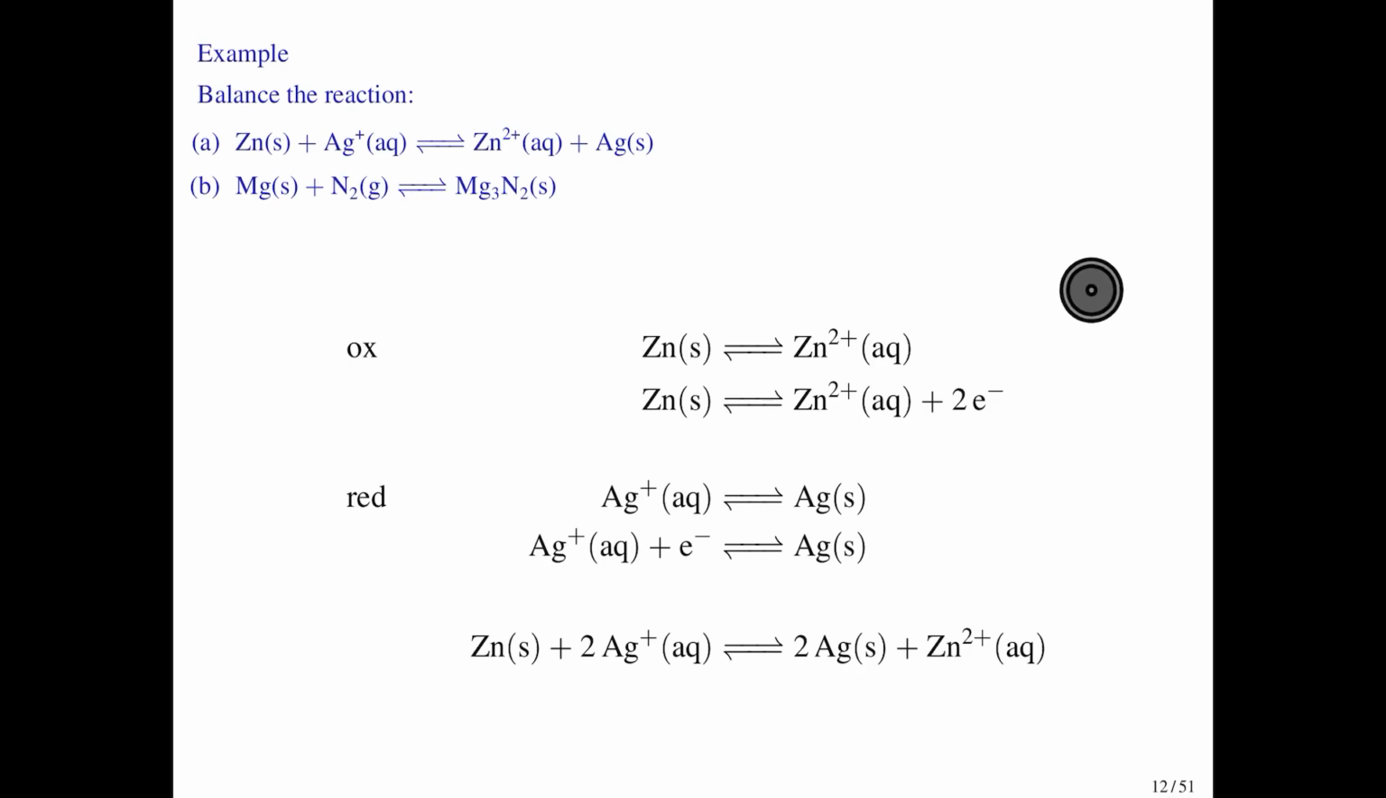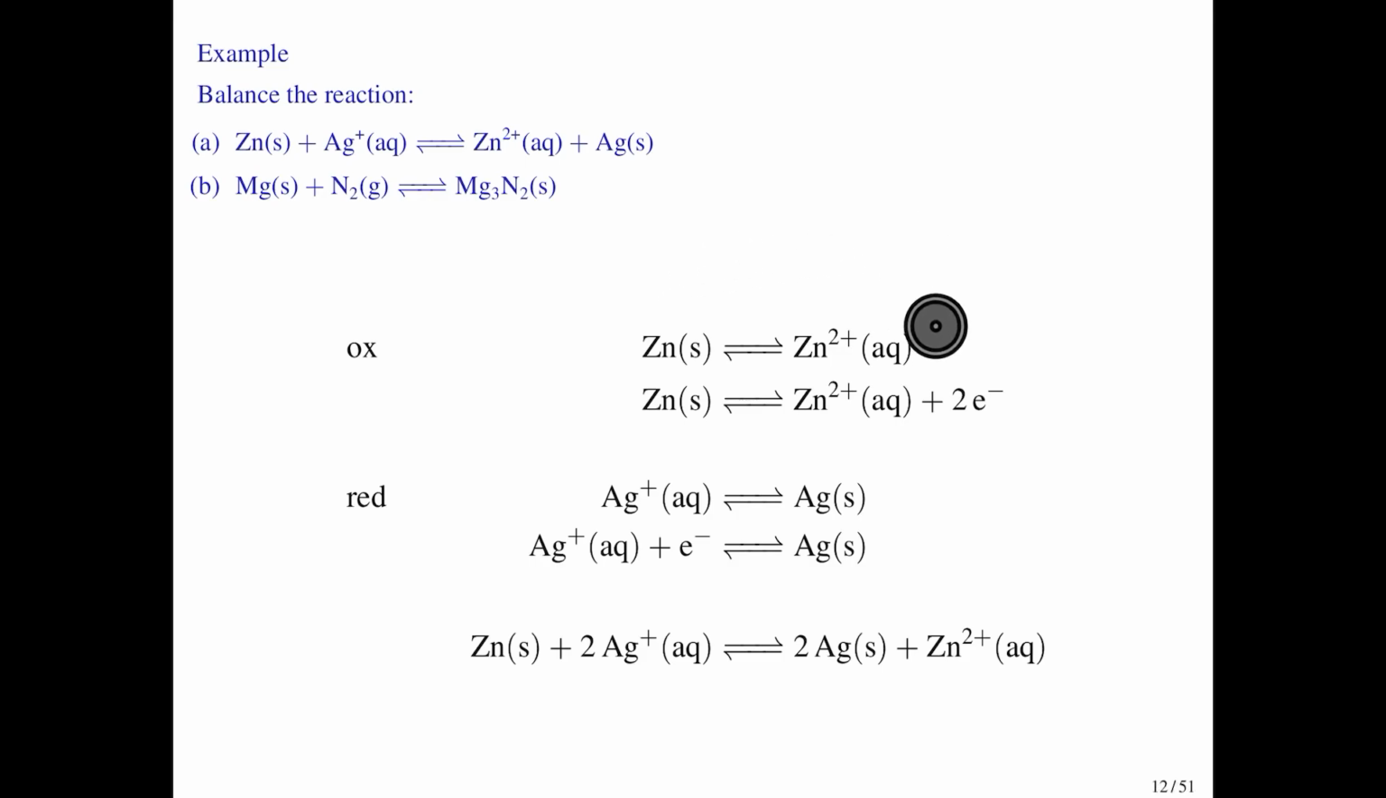You can add electrons either to the products or the reactants, but you can only add electrons. You can't do anything else. So in this unbalanced half reaction, we've got a +2 charge over here, but the reactant side is neutral. So how can we balance this reaction by adding electrons?